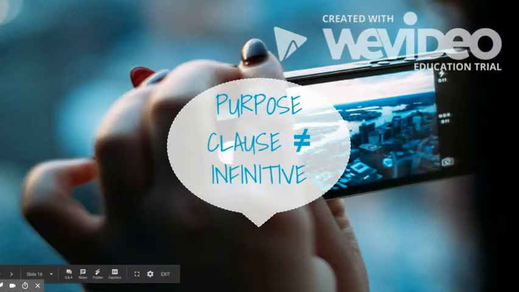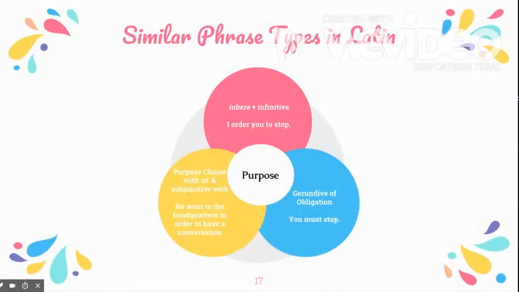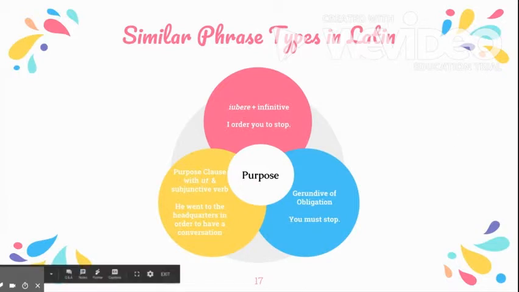Just to be clear, though, a purpose clause is not an infinitive. An infinitive is used to complete the thought of another verb, and that's not how a purpose clause is used. And I just wanted to clarify that right now. So now you know several different ways of expressing a similar concept in Latin. You know how to express purpose using a couple different frameworks.